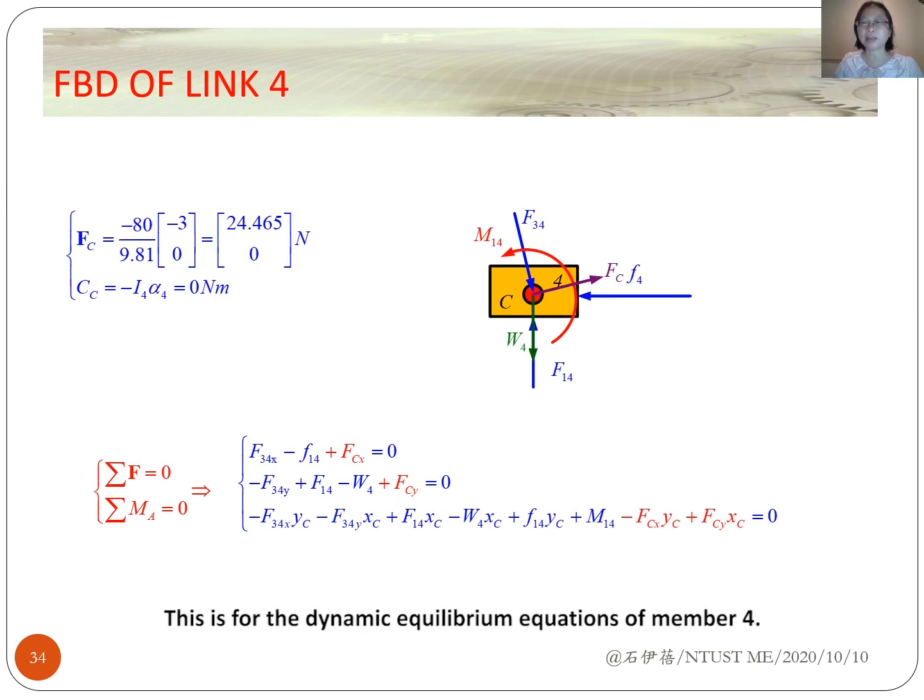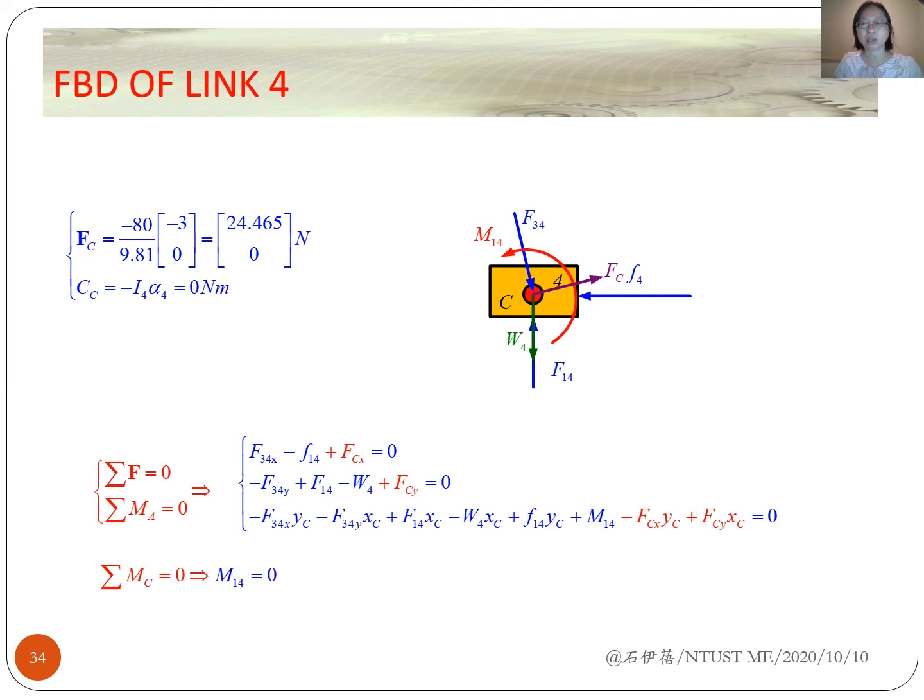This is for the dynamic equilibrium equations of member 4. Here, only the inertial force Fc is added into the equations. You can also choose this point C as a moment reference point. The moment M14 will be equal to 0 because all the forces pass through a common point C.